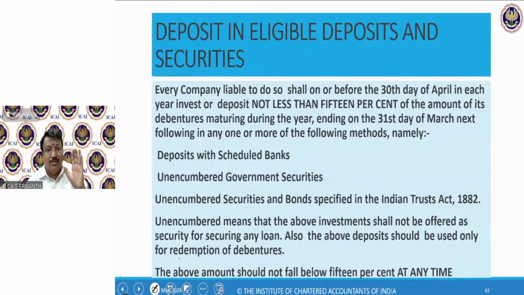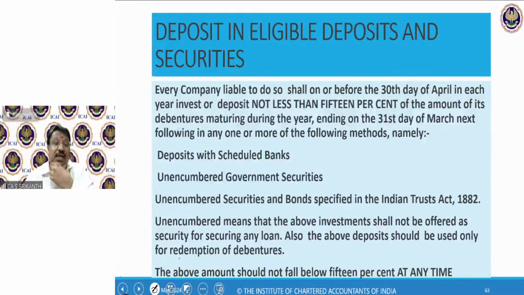Okay, secured bonds, safe bonds under the Indian Trusts Act. Unencumbered means these investments should not be offered as security for securing any loan. They should be free of any charge. And these deposits should be used only for redemption of debentures. Okay. This again is a safety valve. At least 15% is available in liquid asset. In case the debenture redemption happens, immediately 15% can be paid.